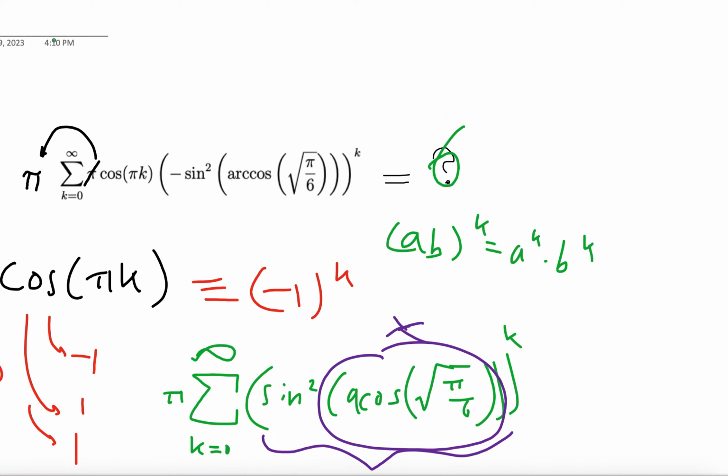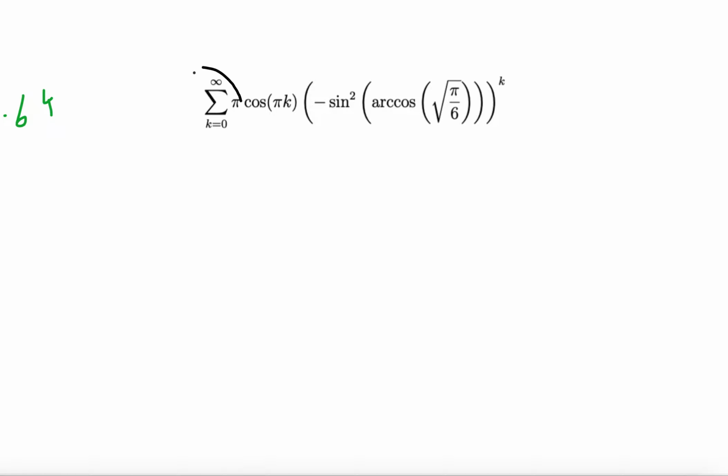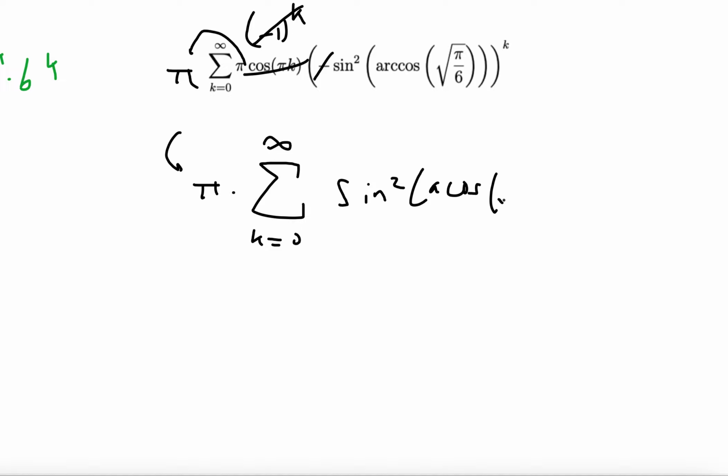Now I'm going to show you a more elegant solution. And we're going to start it the same way. We're going to take pi out, and we're going to turn cosine of pi k into negative 1 to the k, and we'll get rid of that negative and the negative here. And so we know that we have the same setup of pi times the sum of k going from 0 to infinity of sine squared of arc cosine of root pi over 6, quantity to the k.